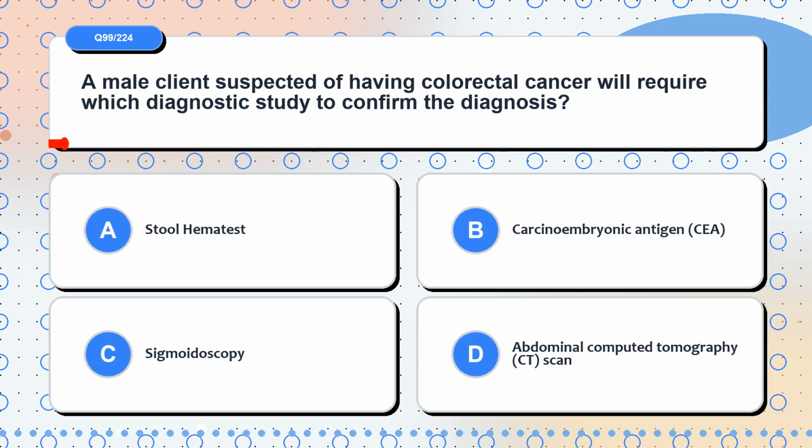Question 99. A male client suspected of having colorectal cancer will require which diagnostic study to confirm the diagnosis? Here are the options. Option A, stool hematest. Option B, carcinoembryonic antigen, CEA. Option C, sigmoidoscopy. Option D, abdominal computed tomography, CT scan.